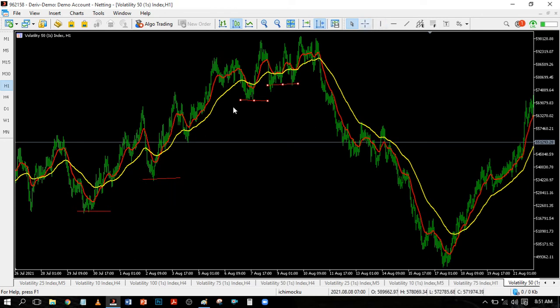Now for instance, let's assume you enter somewhere here. There's no guarantee that this market might not push higher before dropping. So it's best you wait. Once you've missed this pullback, try as much as possible to be patient, to wait for the pullback before you push in, before you enter the market.